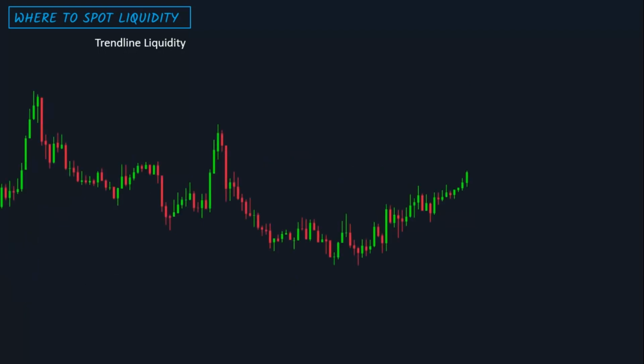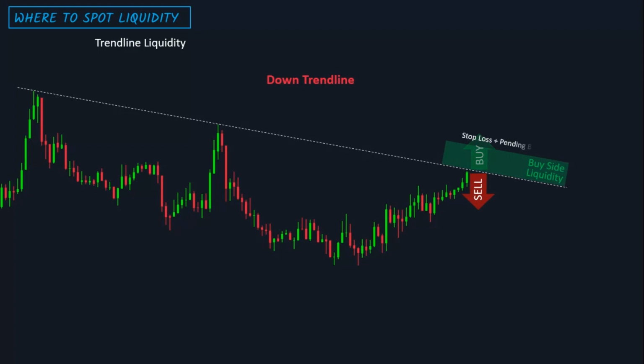In a downtrend line, the exact opposite happens. Retail traders sell from the trend line and place their stop losses above it, while breakout traders set buy-stop orders waiting for a breakout. This cluster of buy orders creates buy-side liquidity above the trend line. The stop losses of breakout traders then accumulate below the trend line, creating sell-side liquidity.